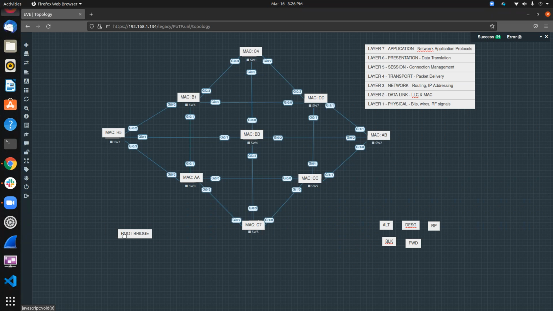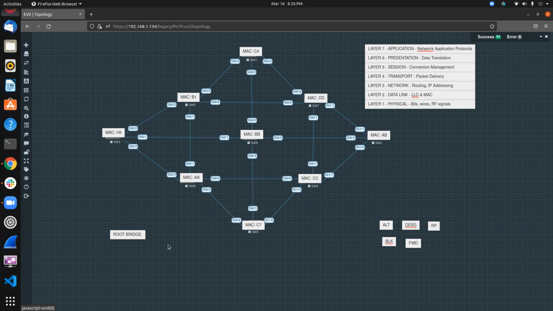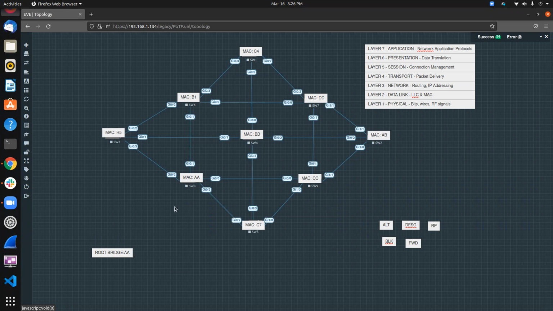You're positive about this? Yes, I'm positive about it. I'm going with it. Okay, cool. I'll go ahead and name it. Cool. Now, on your root bridge, what are the port states and roles on each of the links?